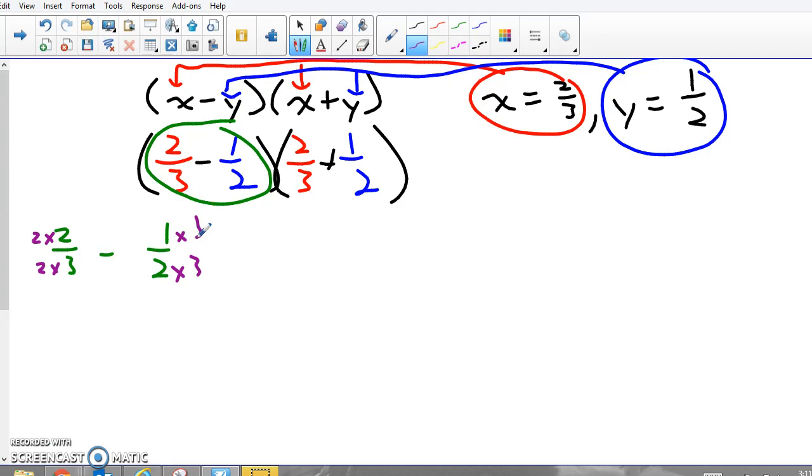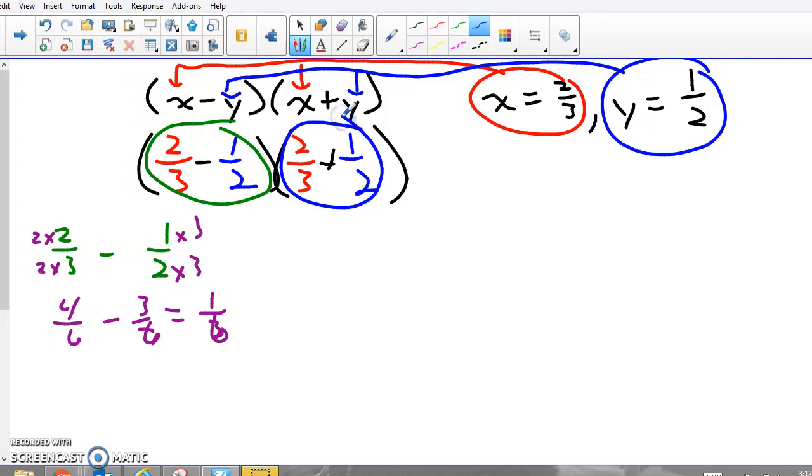So what it's really saying is I have 4/6 minus 3/6. Now remember, when you subtract fractions, you only subtract the top. So 4 minus 3 is 1/6. That should be a 6. Okay? And the same thing happens on the other side.